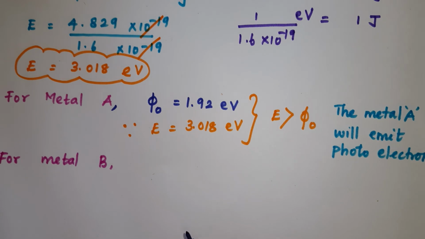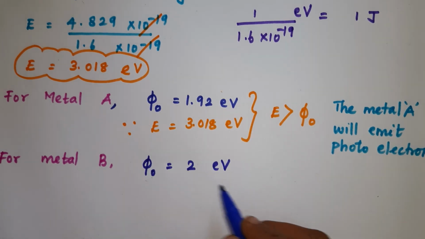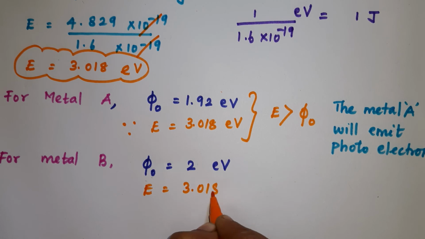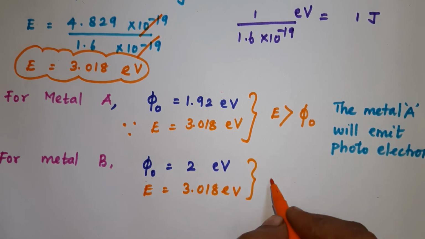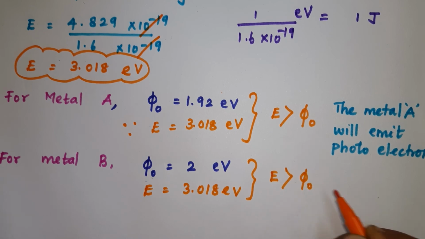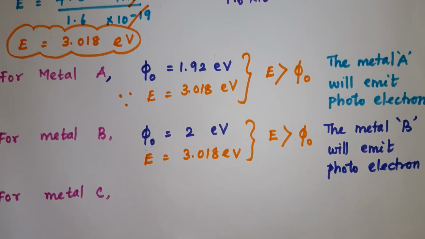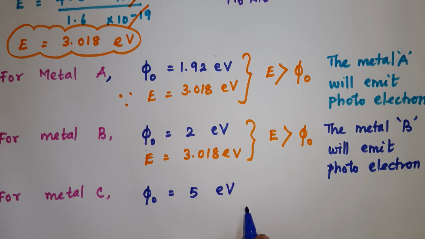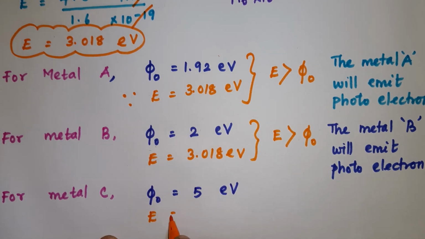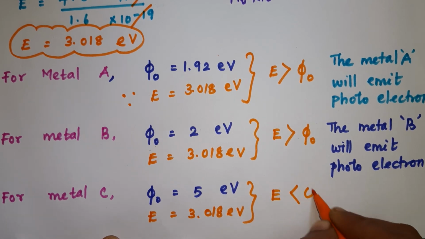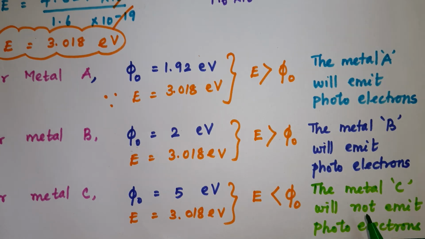Next, for metal B, the given work function is 2 electron volt and we have the energy E equals 3.018 electron volt. Here too we see that the energy is greater than the work function, and therefore metal B will emit photoelectrons. For metal C, the work function is 5 electron volt, and we have E equals 3.018 electron volt. We see that the energy is less than the work function, so metal C will not emit photoelectrons.